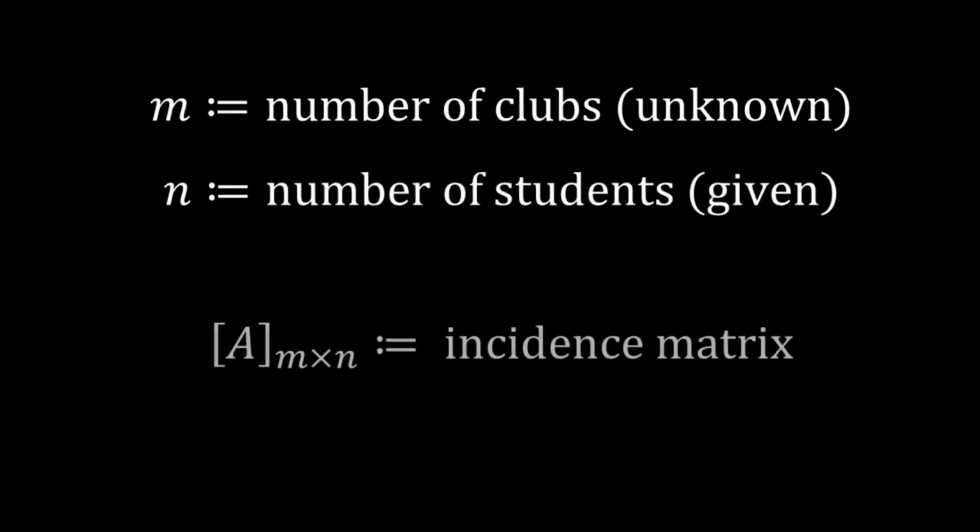Let's denote the maximum number of clubs by m. Currently, it is an unknown. What we want is a relationship between m and the total number of students n, and we would like to find such a relationship by analyzing the incidence matrix.